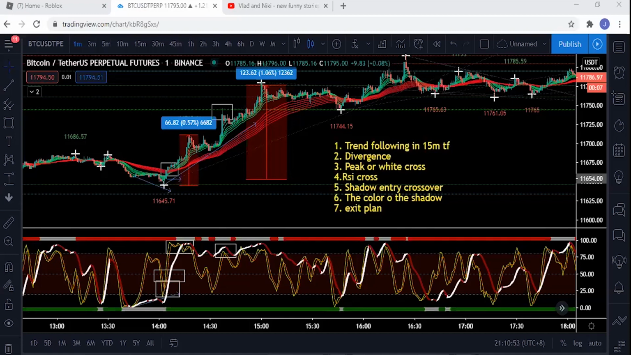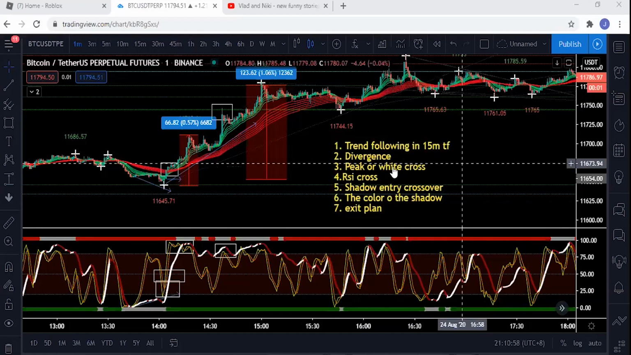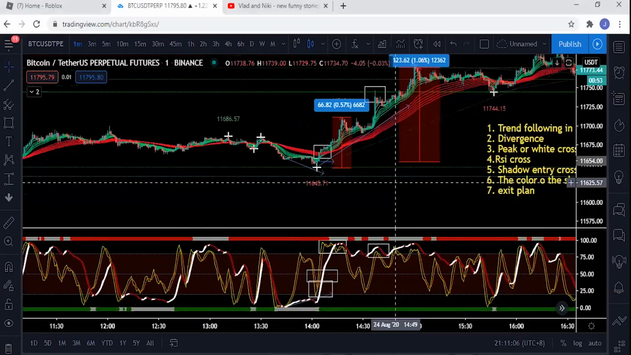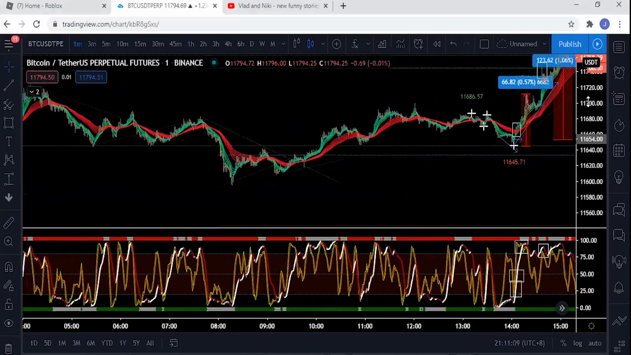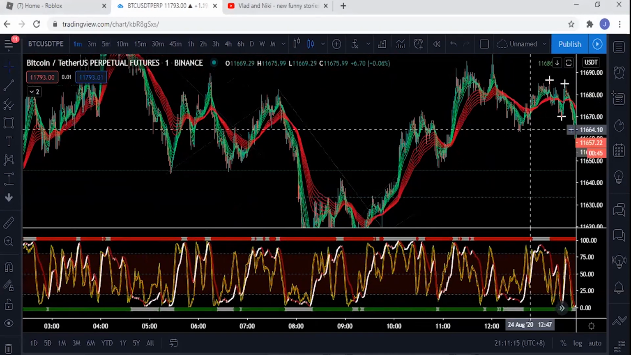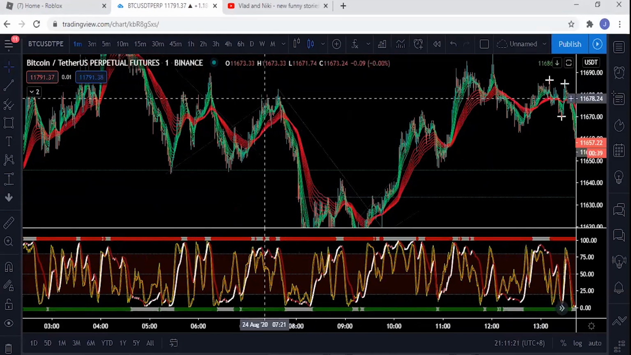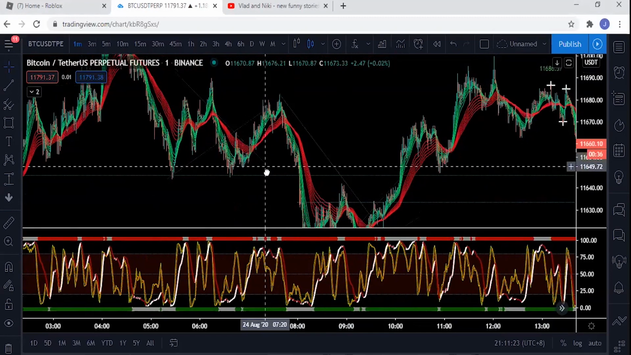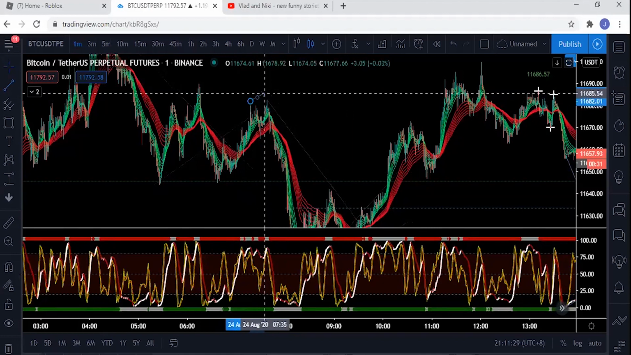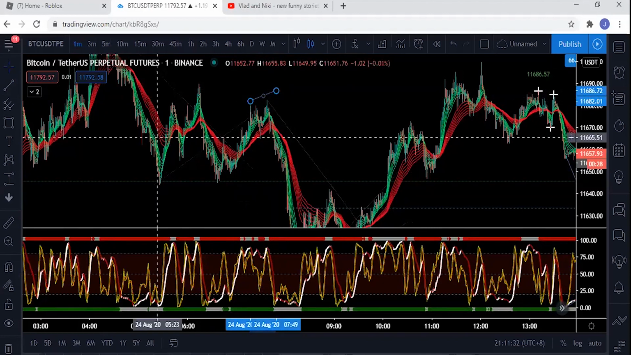Okay, wait. What about for bearish? Okay, let's see. Same criteria in our bearish. You need to trend follow in 15 minutes, and then you need to find a divergence. Let's find an example of a bearish scenario. So let's assume that 15 minutes is going down or bearish. What to do is to find a divergence. Okay, here. That is a divergence.